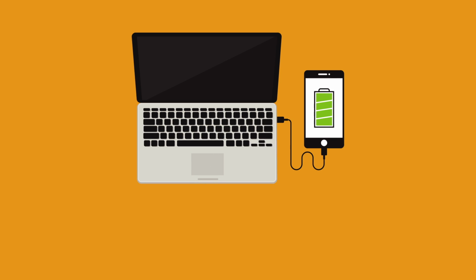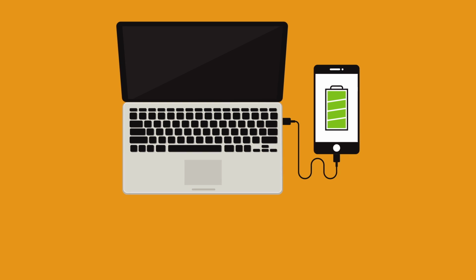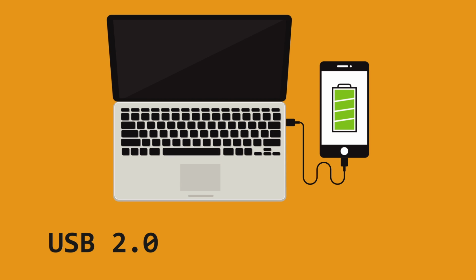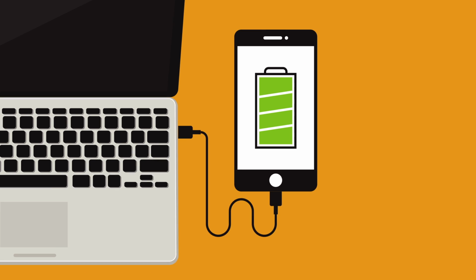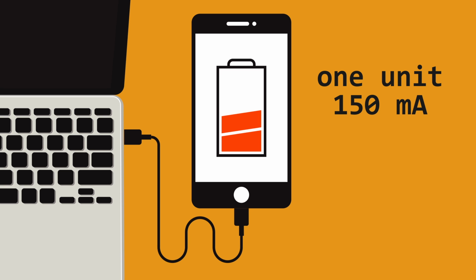USB is a popular interface used to connect your computer to electronic devices such as your phone. Laptops' USB ports are of two types, USB 2.0 and USB 3.0. In USB 3.0, when a device is connected to the USB port, the port only supplies one unit of current, that is just 150 mA initially, and then it increases in steps only after a digital negotiation.